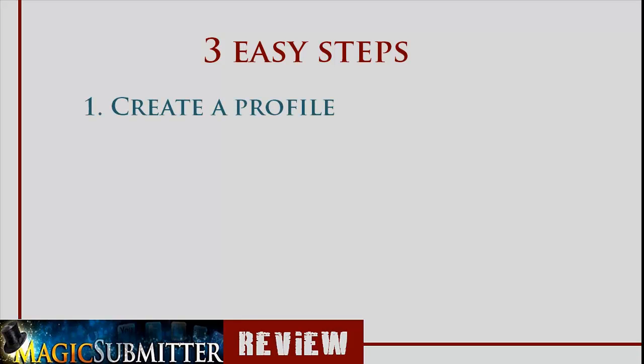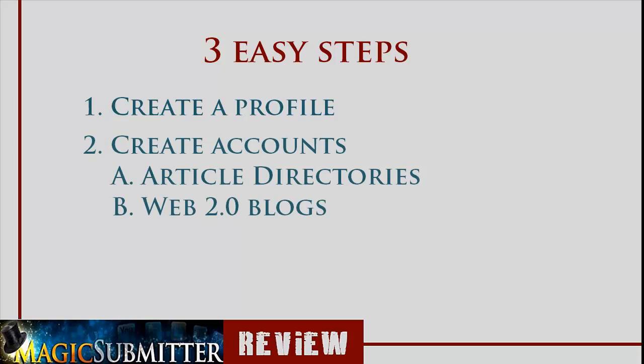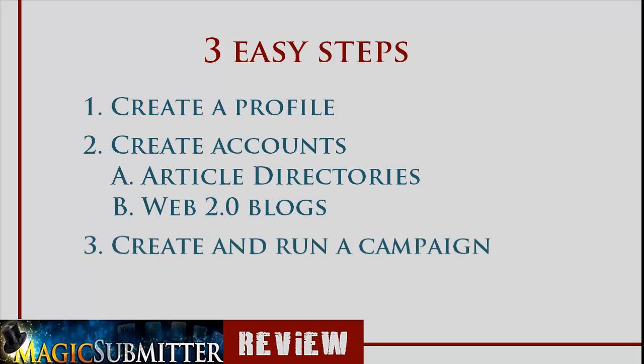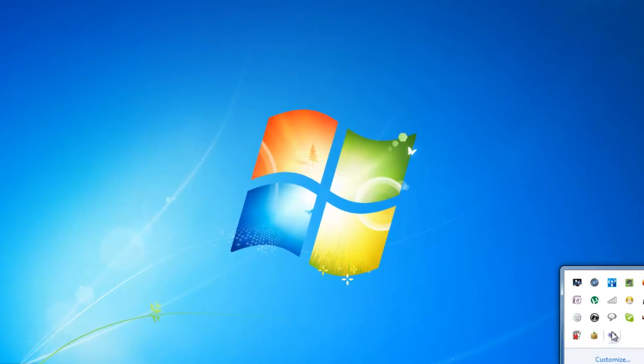So these are the three easy steps that you need to take to get started with Magic Submatter. First, we will create a profile. Then using that profile, we will register to article directories and Web 2.0 blogs. After that, we will be creating a campaign, then schedule it to run over 10 days. So let me open Magic Submatter real quick here.